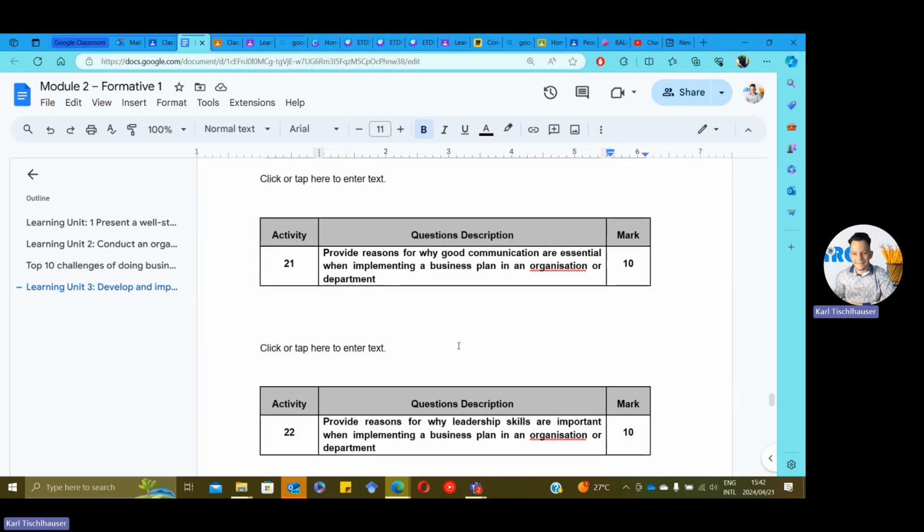Okay, 21 says provide reasons why good communication is essential when implementing a business plan in an organization or department. Remember, I spoke about synergy. Departments need to work together. And if they're working against each other, you're not going to get anything done. This is the answer we're alluding to in this question. You need to provide something along those lines.